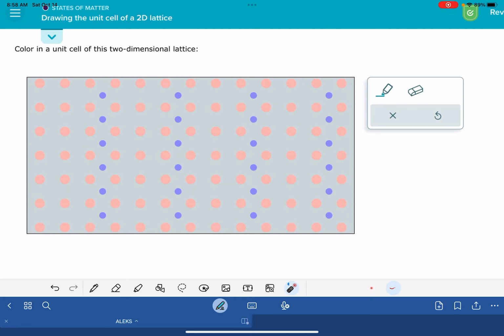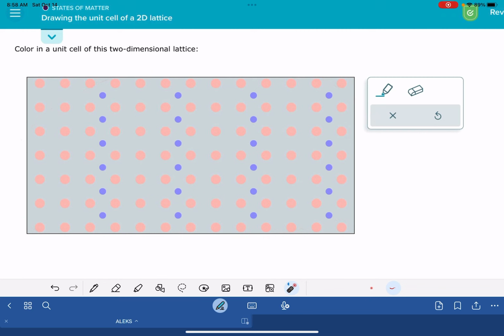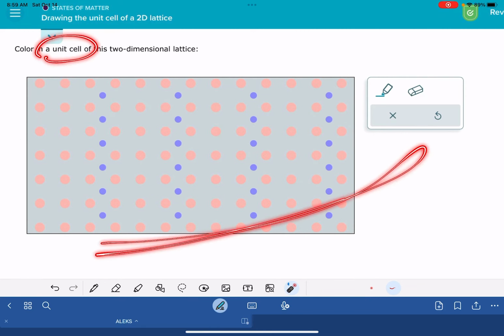Now, we're all going to be looking at a slightly different lattice. I'm not going to show you a ton of examples of this problem, but I am going to give you enough information that you'll be able to find your unit cell no matter what your lattice looks like.